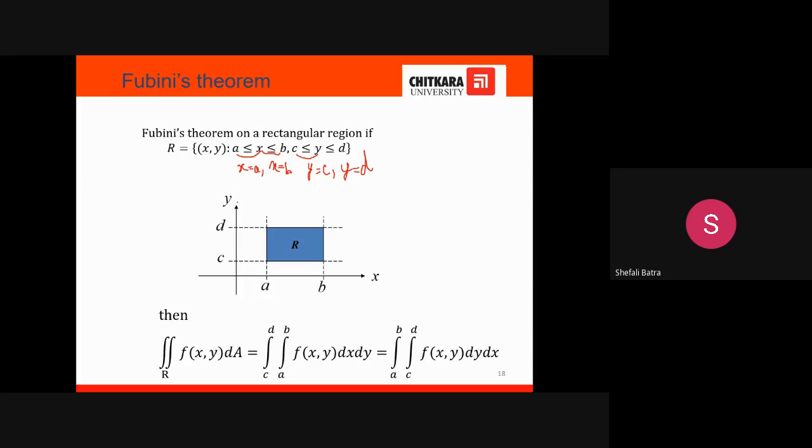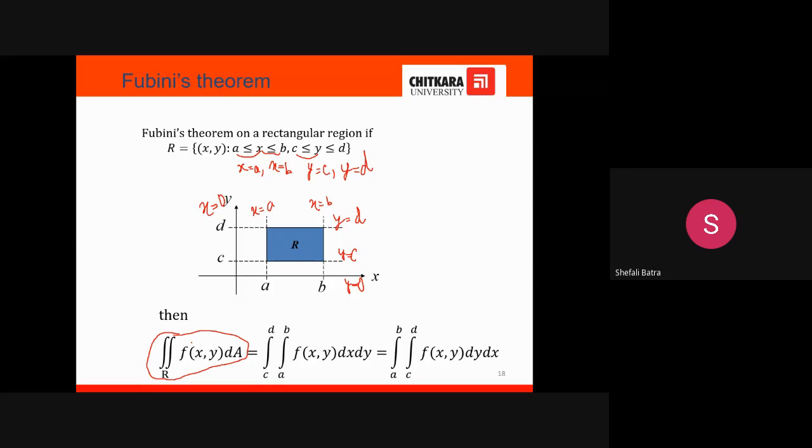This is your x-axis, y-axis. X-axis represents what? y is equal to 0. So all the lines y is equal to c, d would be parallel to the x-axis. This is y is equal to c, and this is y is equal to d. Similarly, this is your y-axis. On the y-axis, x is equal to 0. So the lines x is equal to a and x is equal to b would be parallel to the y-axis. Right? Now the question is to evaluate this over the region R.